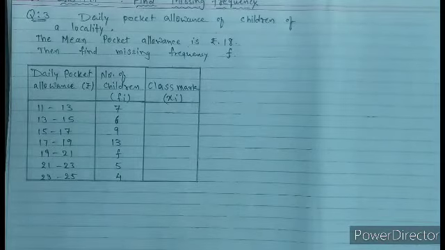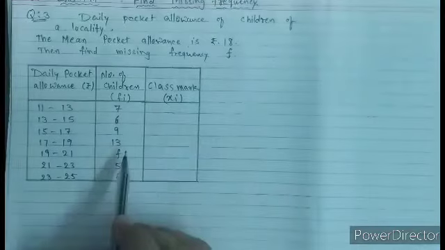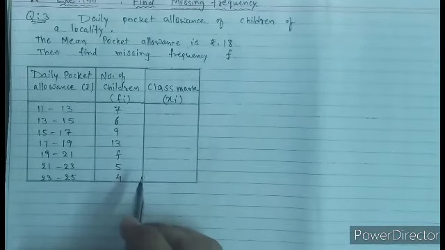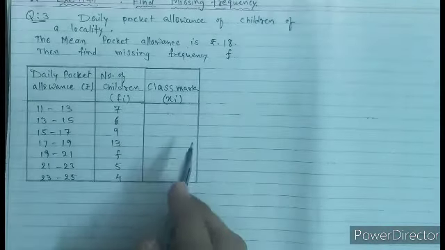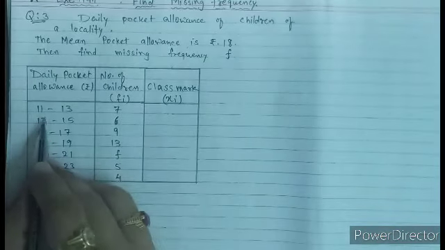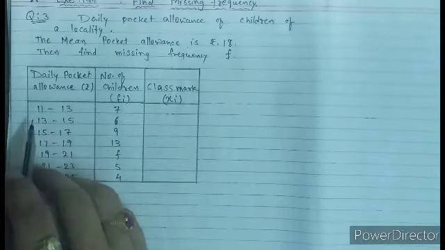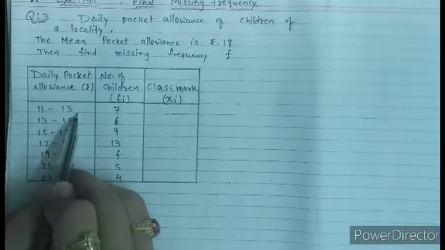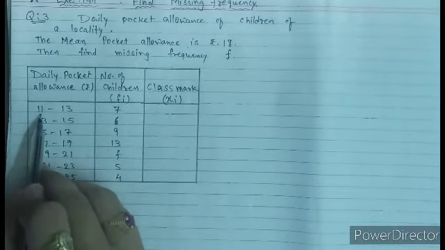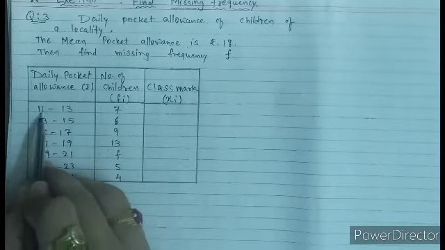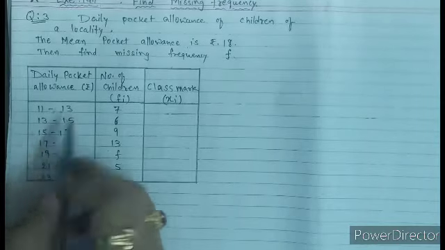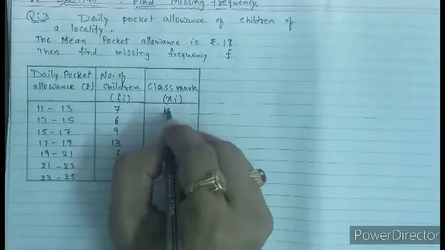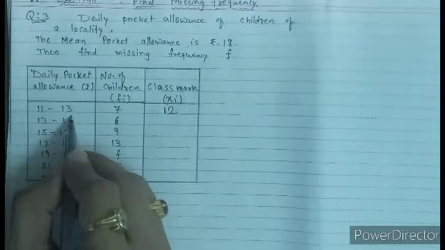As in this question the mean is given and we have to find the missing frequency, the first thing we need to do is find the class mark. We know how to find the class mark. Class mark is equal to the mid value, that is lower limit plus upper limit divided by 2. The first class is 11 to 13. 11 plus 13, 24, divided by 2 is 12. 12 is the mid value of 11 and 13.